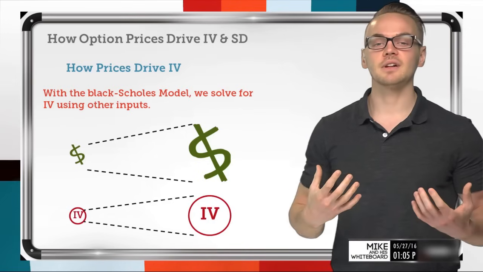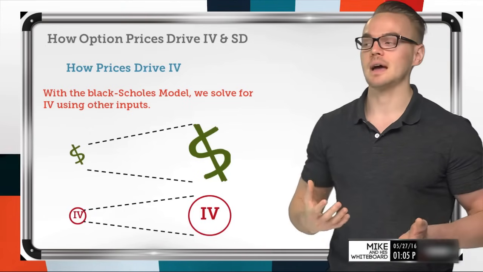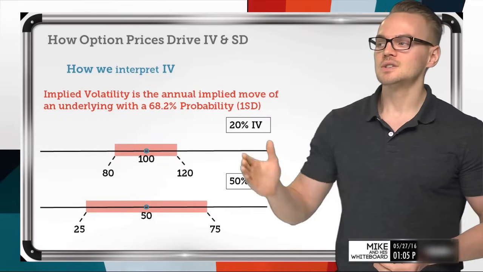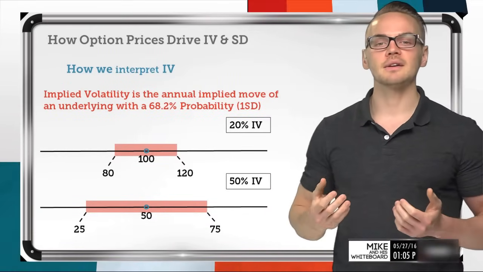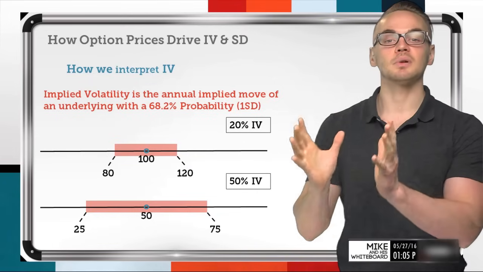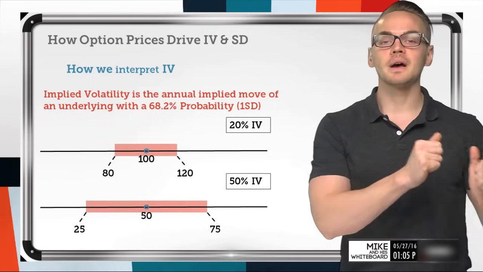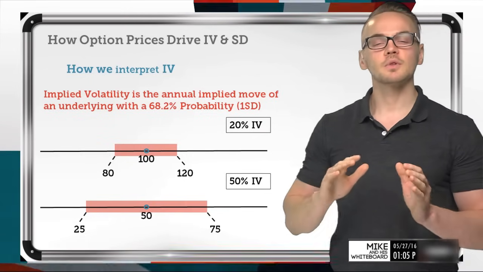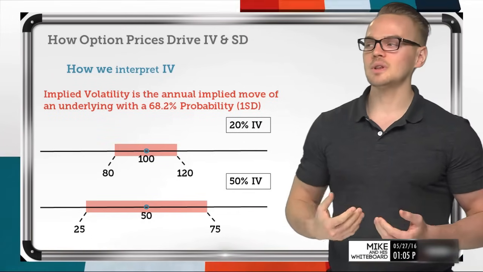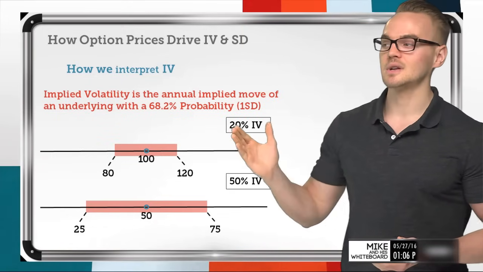When we're looking at implied volatility, we're just thinking about what the implied move of that underlying is over a course of time. On the next slide, we're going to break implied volatility down for you. What we need to know when interpreting implied volatility from an options trading standpoint is that it is something that is implied. We're not looking at historic volatility, which is a backwards-looking metric measuring how much the underlying actually moved. We're looking at implied volatility, which is forward looking. Implied volatility is the annual implied move of an underlying with a 68.2% probability of happening. That is one standard deviation.